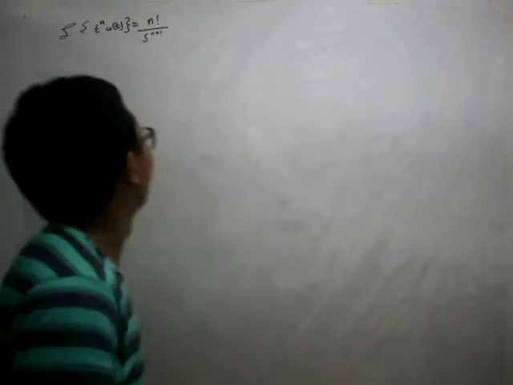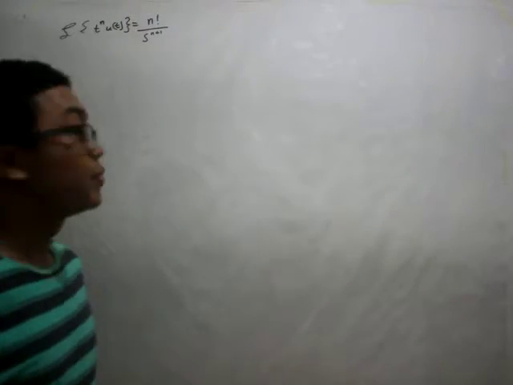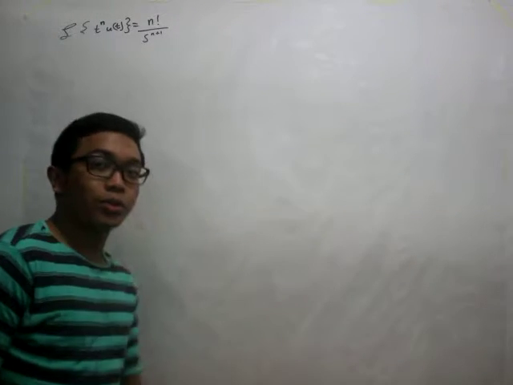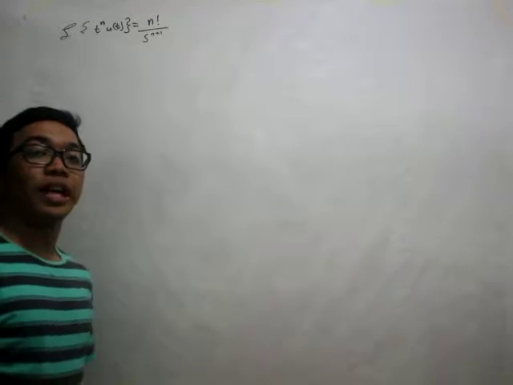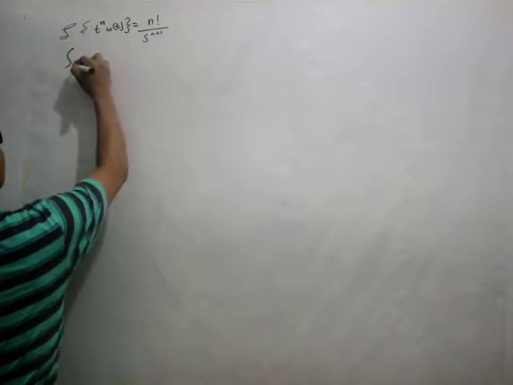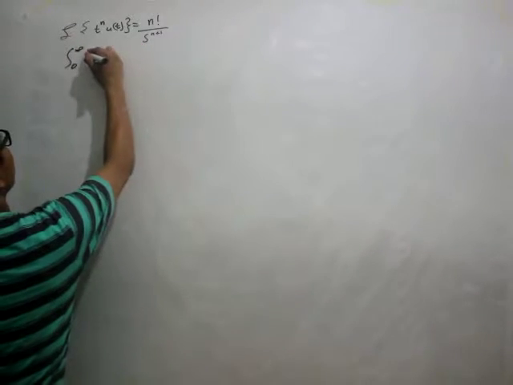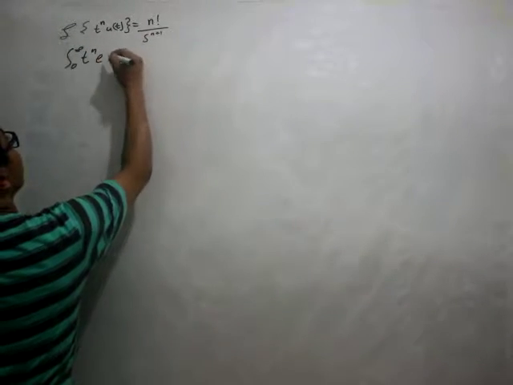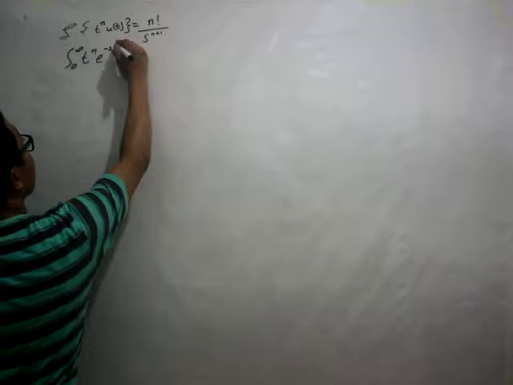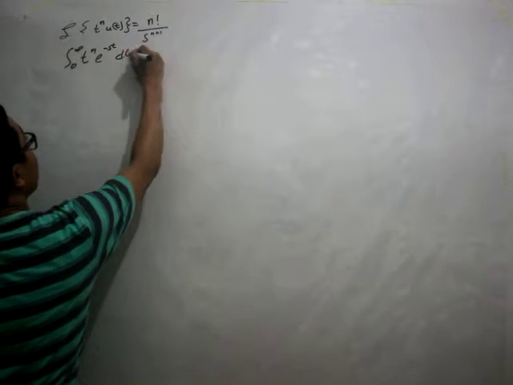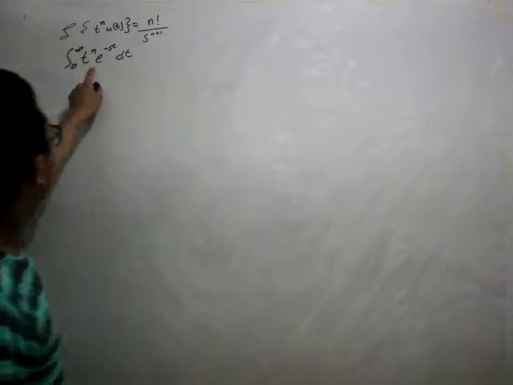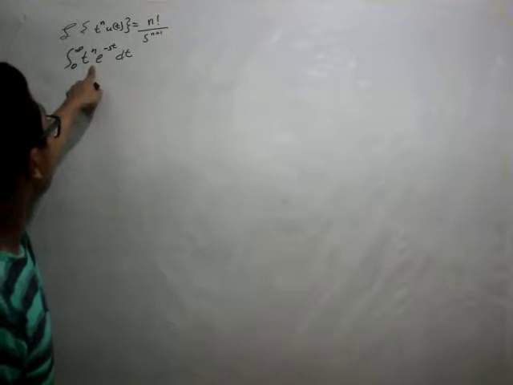For this problem, we need to prove that the Laplace transform of t raised to n times u of t is equal to n factorial over s raised to n plus 1. Let's start. The integral from 0 to infinity of t raised to n times e raised to negative st dt. We can recall that u of t is already equal to 1, so I didn't include it in the equation.